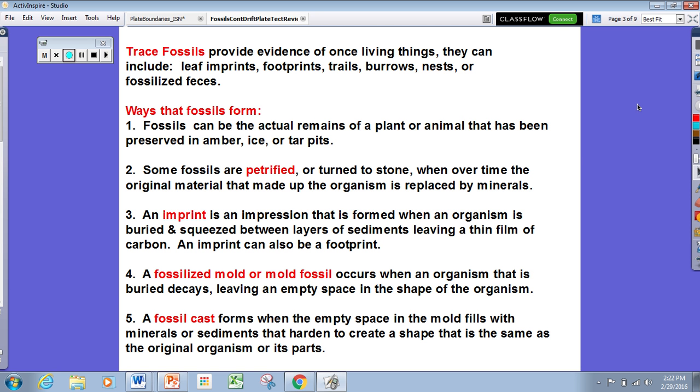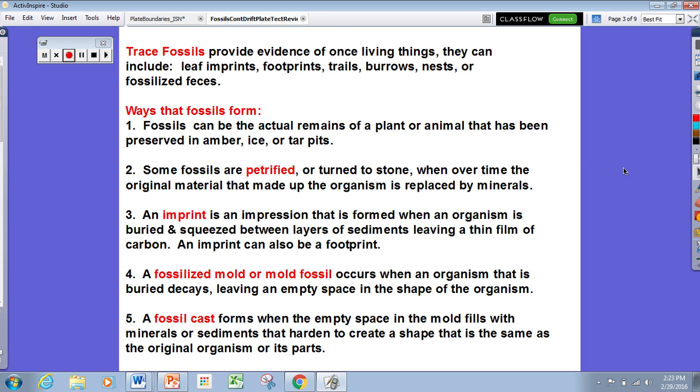An imprint is any impression that is formed when an organism is buried and squeezed between layers of sediments, leaving a thin film of carbon. We looked at some fossils and saw some fossil imprints of what look like leaves or ferns. Sometimes this can happen with fish and other organisms where it just leaves kind of a perfect outline of the organism. An imprint, though, can also be a footprint that's been left behind by an organism.